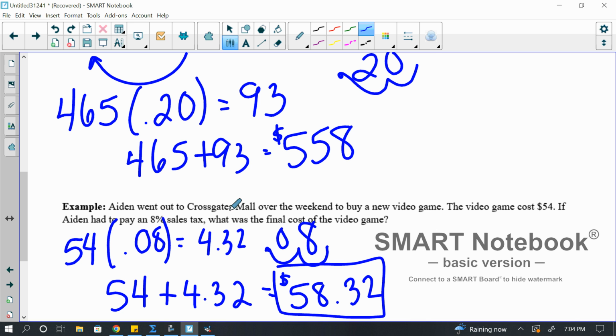All right, so as you guys can see, the tax and the tip both make the total amount you're spending go up. The next video you guys are going to do is discount, and that's going to be very similar, except that's going to make our total go down. You'll see that in the next video.